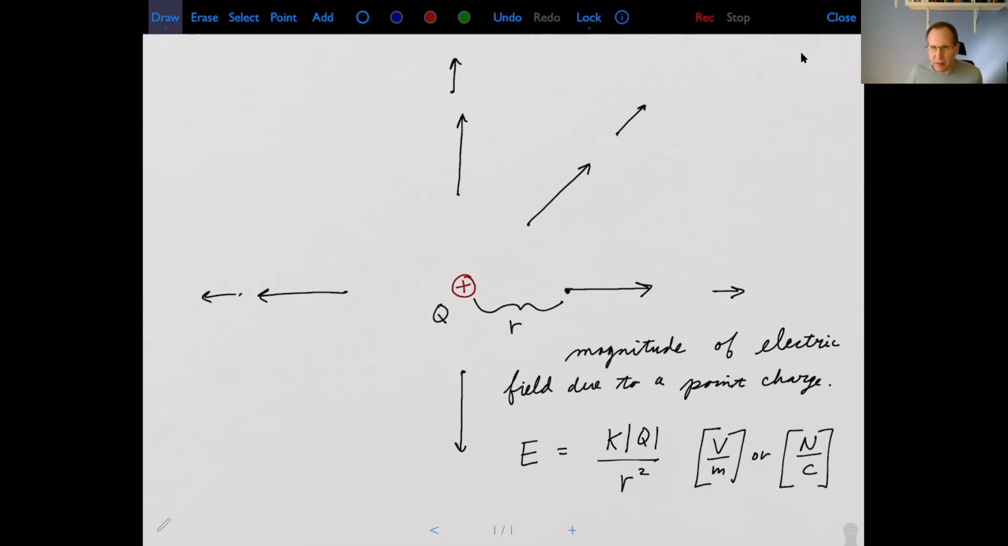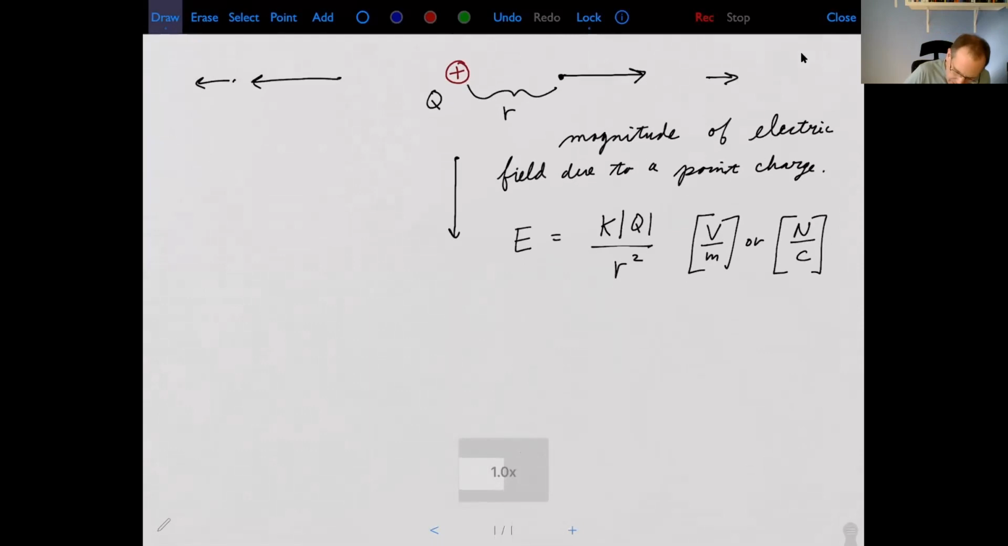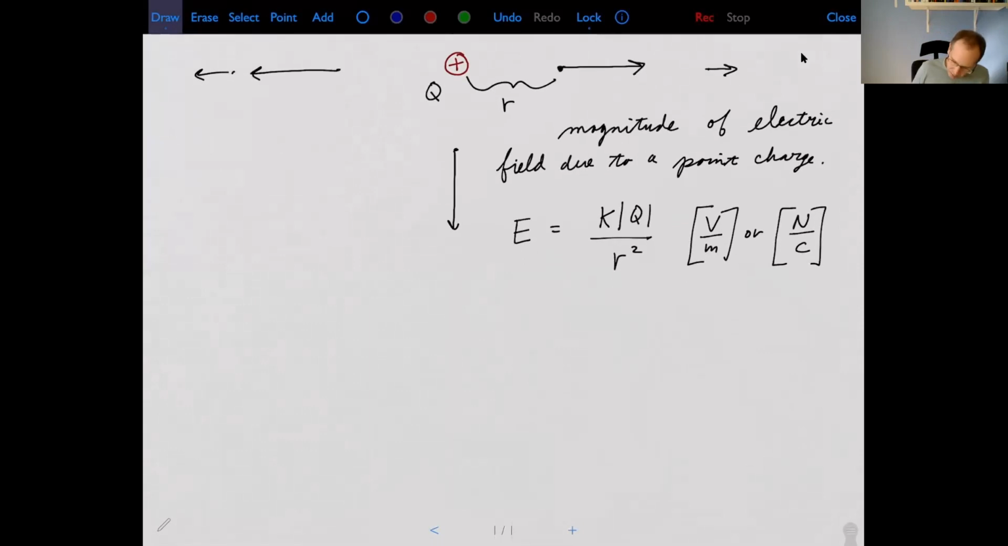The electric field is really the force. If you had another charge at that location, it'd be the force that the central charge exerts on the other charge divided by the charge itself. So it's force per charge, another way of thinking about the electric field. Okay, so again, let me write out what these things represent. So Q is the charge in coulombs.